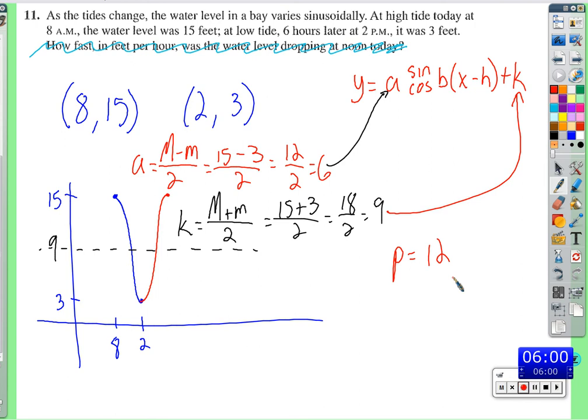Does that mean 12 just gets stuck in there somewhere? No, because that's not how it works. How do we find the period? 2 pi over 12. So 12 is the period. So B is whatever it takes to make this 12. Right, so we solve for B. We multiply by B on both sides, and we get 12B equals 2 pi. Divide by 12. B equals pi over 6.